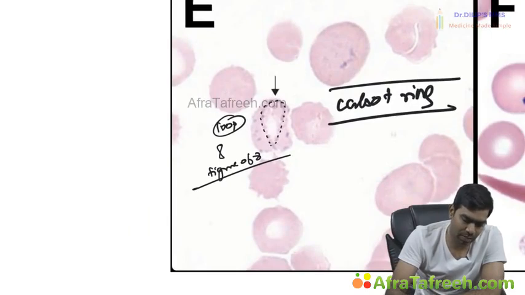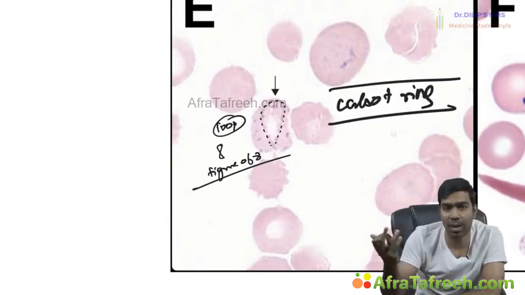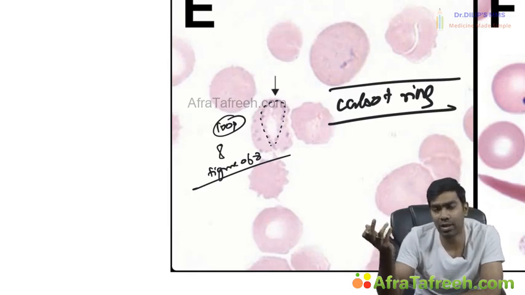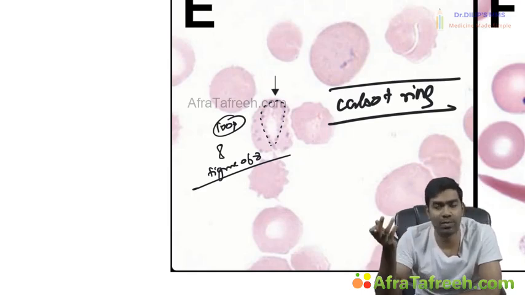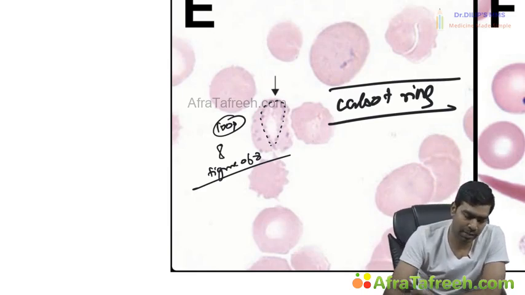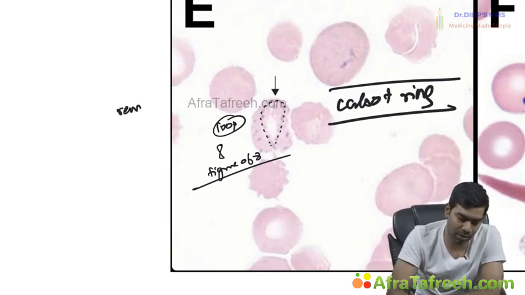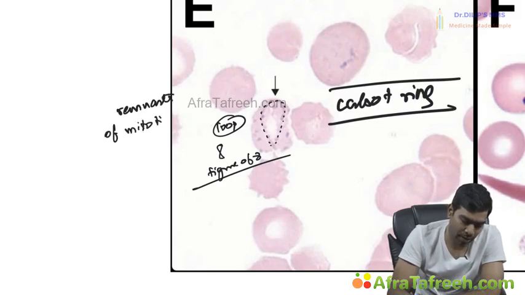What the Cabot ring is made of: I told you Pappenheimer bodies and ring sideroblasts are due to iron accumulation, whereas basophilic stippling is due to RNA. But this Cabot ring is due to remnants of the mitotic spindle, and again it can happen in any condition that produces ineffective erythropoiesis.